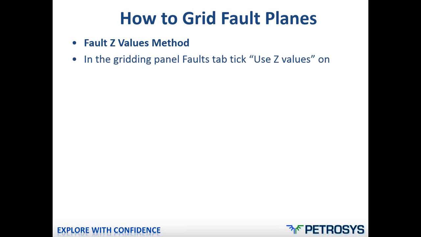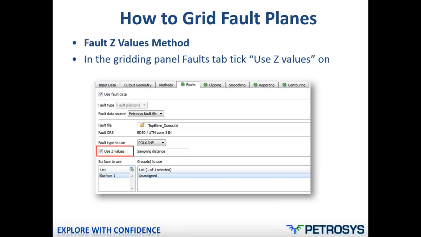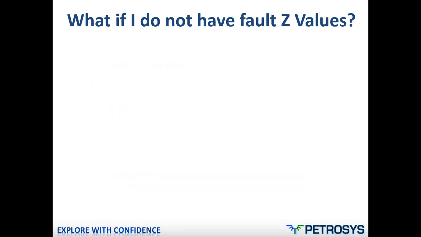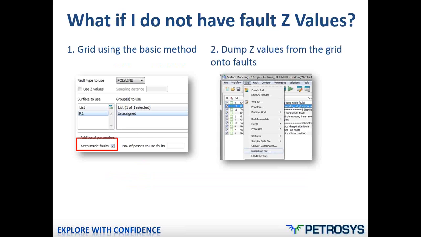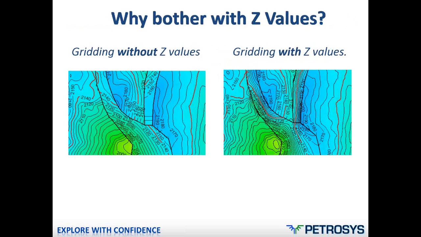So the fault z values method, to use it in the gridding panel in the fault tab, take use z values on. So it's just over here. What to do if you don't have z values? You can grid using the basic method, so just keep inside the faults. And then there's an option in the surface modeling under gridding dump fault file, which allows you to back interpolate z values from the grid onto the faults. So we now have z values on the faults to use for gridding as well.